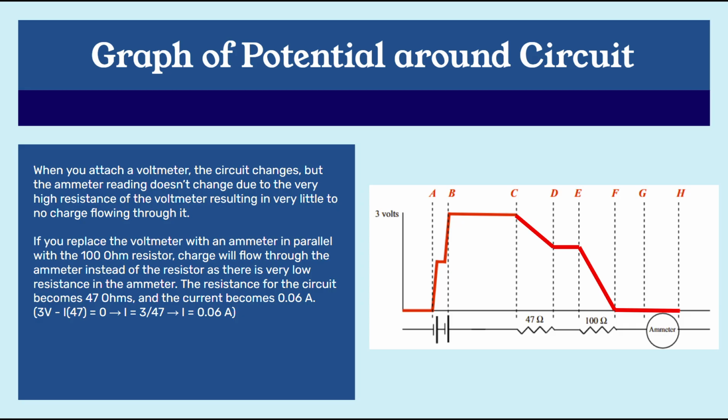If you were to replace the voltmeter with an ammeter in parallel with the 100 ohm resistor, charge would flow through the ammeter instead of the resistor as its resistance is 0. The total resistance for the circuit would instead be 47 ohms, and the current would be 0.06 amps.